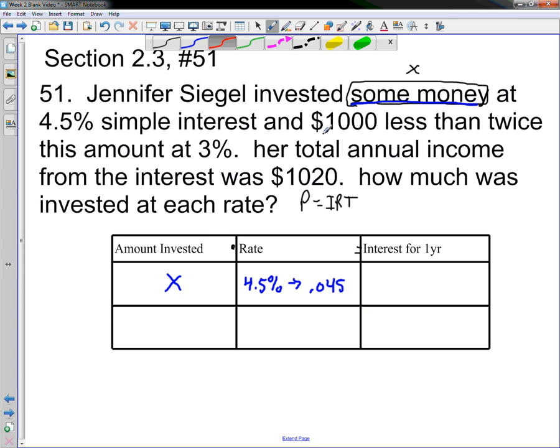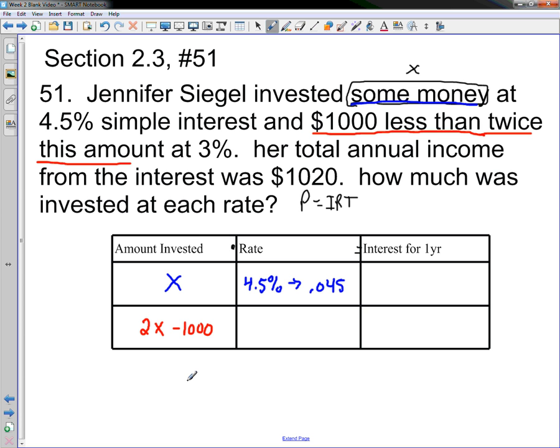And $1,000 less than twice this amount. Again, this amount is the unknown value. So $1,000 less than means we're subtracting $1,000 from twice this amount. Again, we don't know what this amount is, so that's our x. And it's invested at 3%, which again, we move the decimal to give us 0.03.